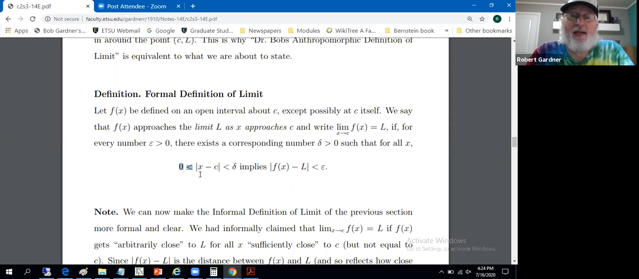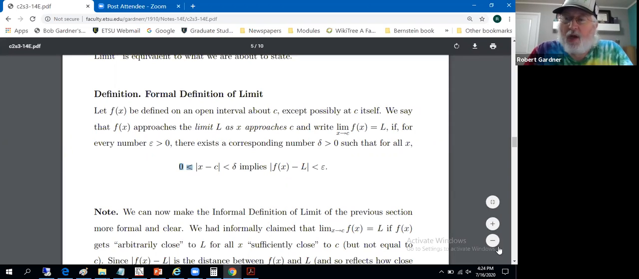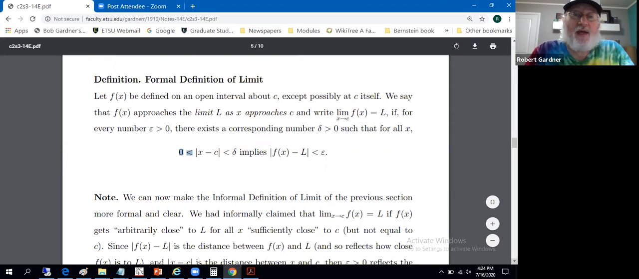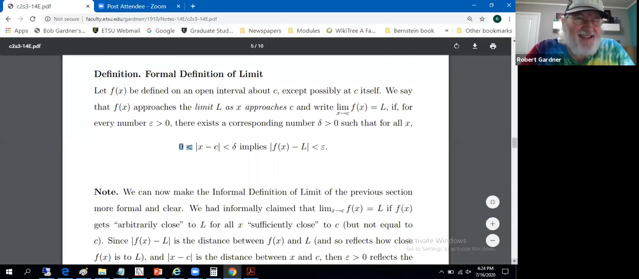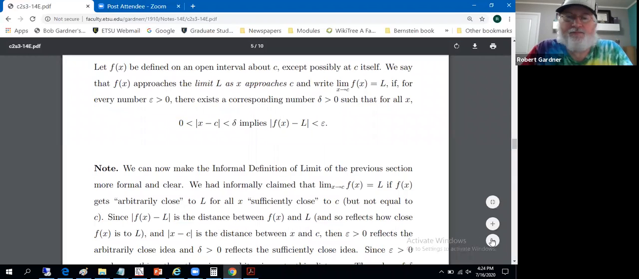Notice this 0 less than right there, highlighted in blue, says it doesn't matter what happens at c. Now, the function might not even be defined at c. Doesn't matter what happens at c. I can say it formally because this is the formal definition of limit. So if anybody ever asks you to state the definition of limit, this is what they want. If you're asked this on a test, this is what you're being asked, not that stuff we had about arbitrarily close and sufficiently close before. But this is related to that.